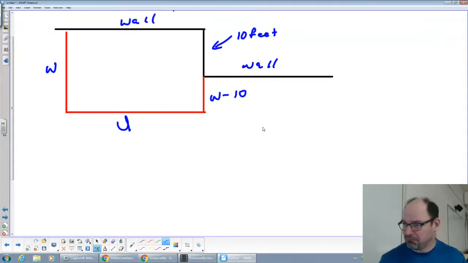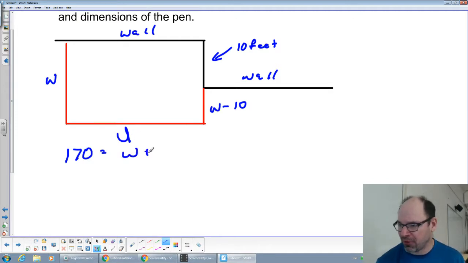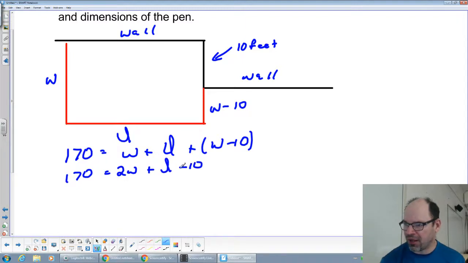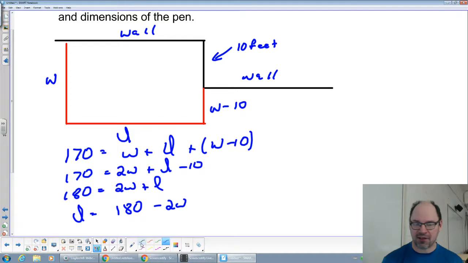Okay, so if you've unpaused it, let's do the perimeter first. So we've got 170 feet. That's going to be W plus L plus W plus L plus W minus 10. Okay, so if I work that out, we got 170 equals 2W plus L minus 10. We got to bring the 10 over. 180 equals 2W plus L. So if I want to solve for L, L equals 180 minus 2W. Okay, so that's our starting point.